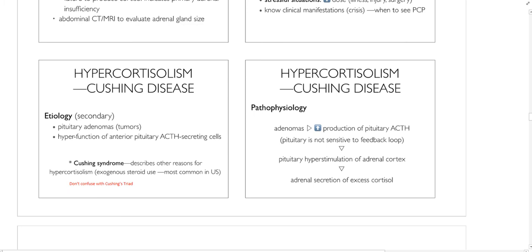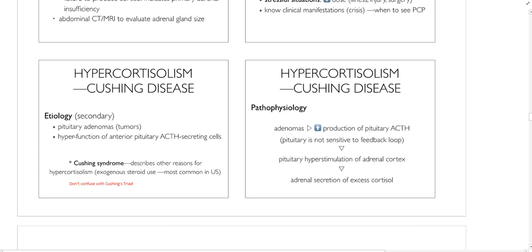And then to make things even more confusing, don't confuse Cushing's triad with any of these things. I'm not sure if anyone's ever heard of Cushing's triad. It is nothing to do with cortisol or the adrenal glands. You guys will cover more of it in, I think, seizures. I think that's where you'd find it. Or maybe musculoskeletal. That might make more sense.